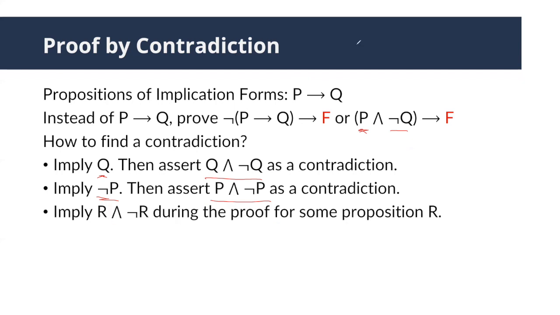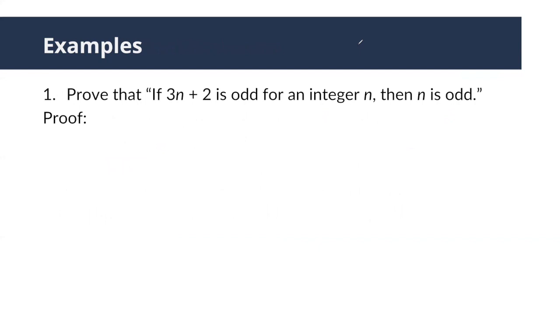Third one, if during the proof you are able to prove R is true and not R is true, then R and not R must be a contradiction. The third one is usually the hardest one because this R seemingly comes from nowhere. But we're going to see some examples on how we can derive a contradiction using the third method. First example: if 3n plus 2 is odd for integer n, then n is odd.